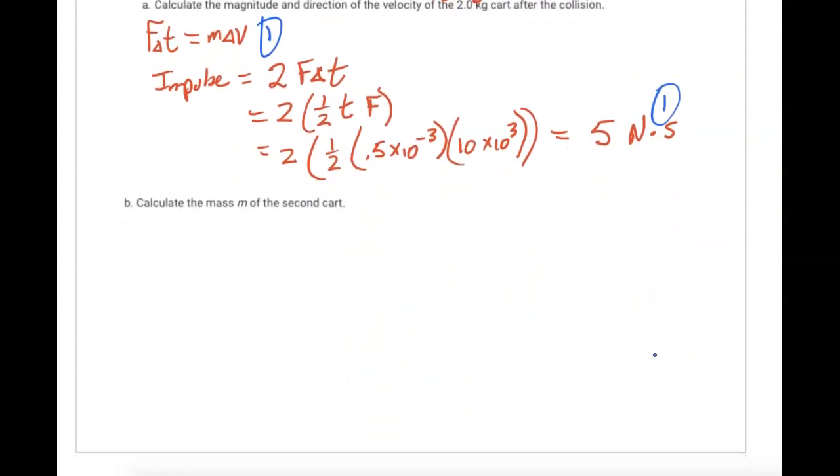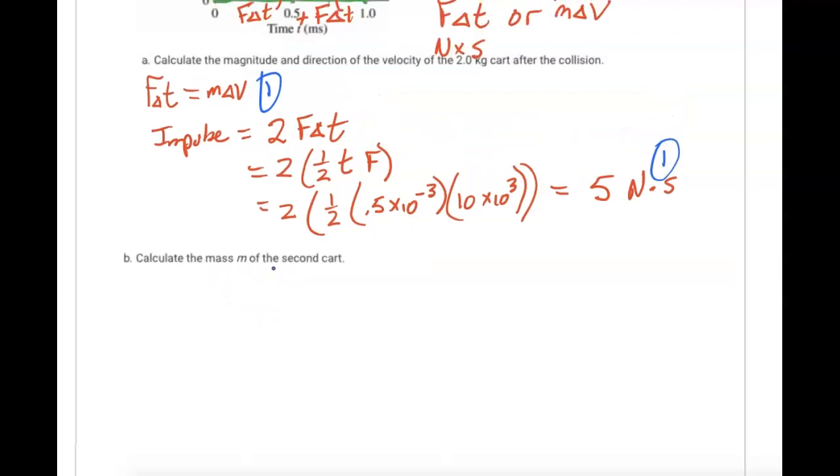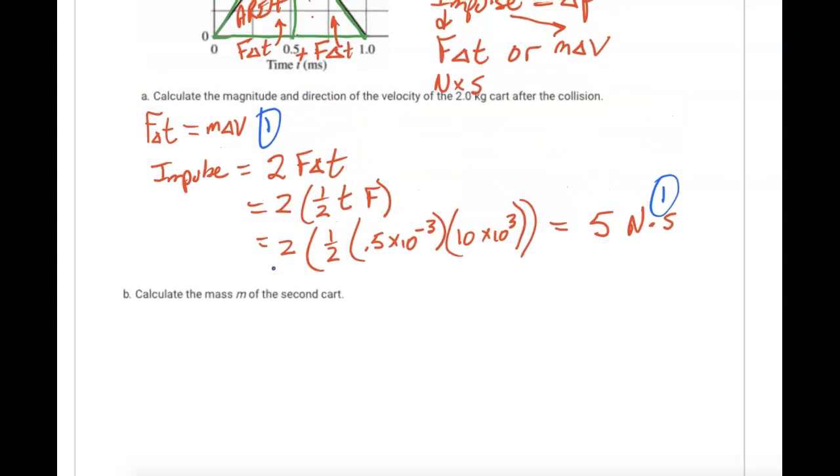Next thing they want us to do is figure out what is the mass of the cart. So we want to know what is the mass of the cart. Well, oh, you know what? The one thing that we haven't done on this one is calculate the magnitude and direction of the velocity of the 2 kilogram cart. So we're still not done with this part. So let's go ahead and finish it up.